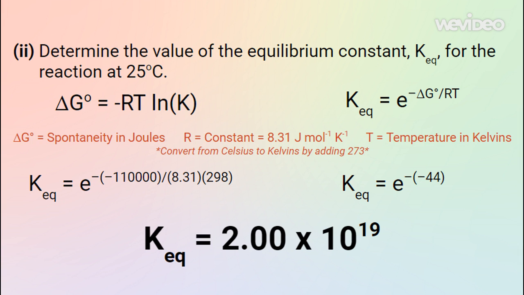In the second part of Part B, we are asked to determine the value of the equilibrium constant for the reaction at 25 degrees Celsius. To solve, we use the equation standard delta G equals negative RT ln K and rearrange the equation algebraically to isolate the K eq value. After we plug in the values, we get 2.0 times 10 to the 19th for our K eq value.